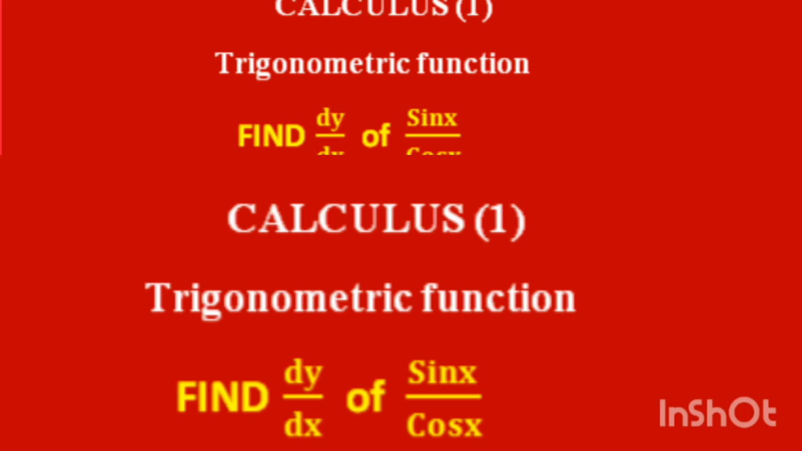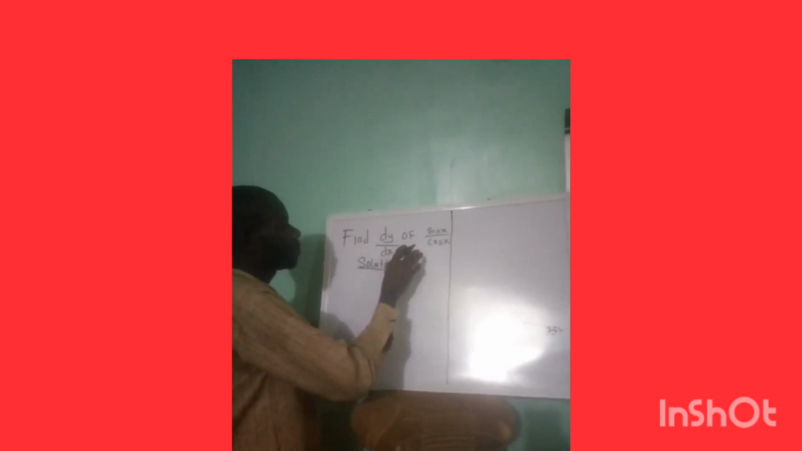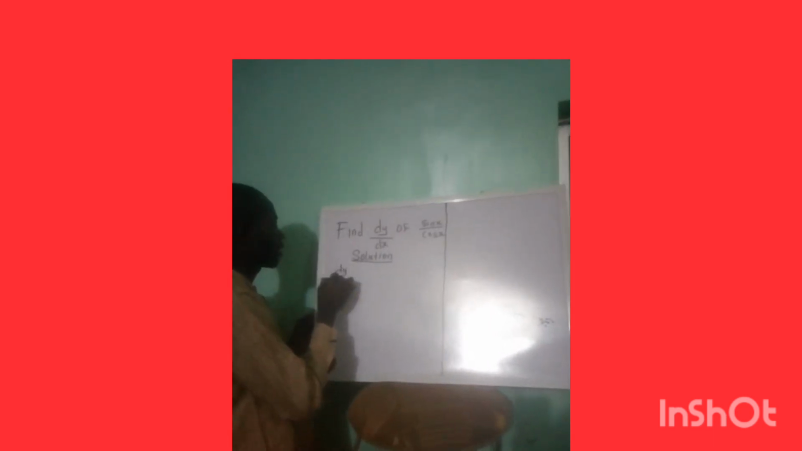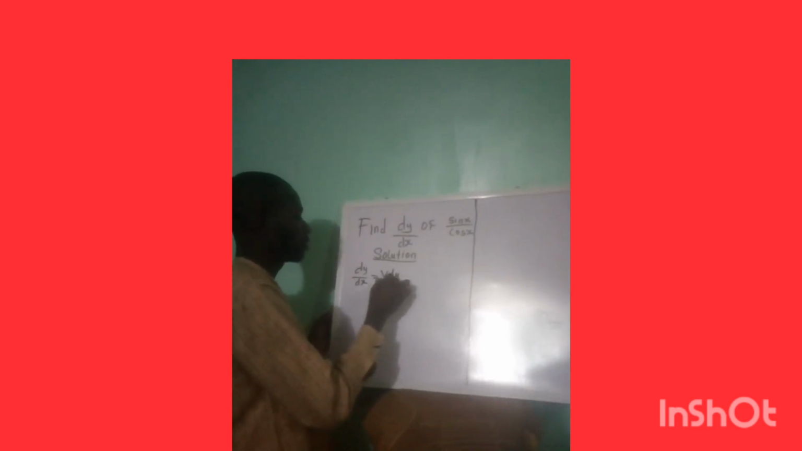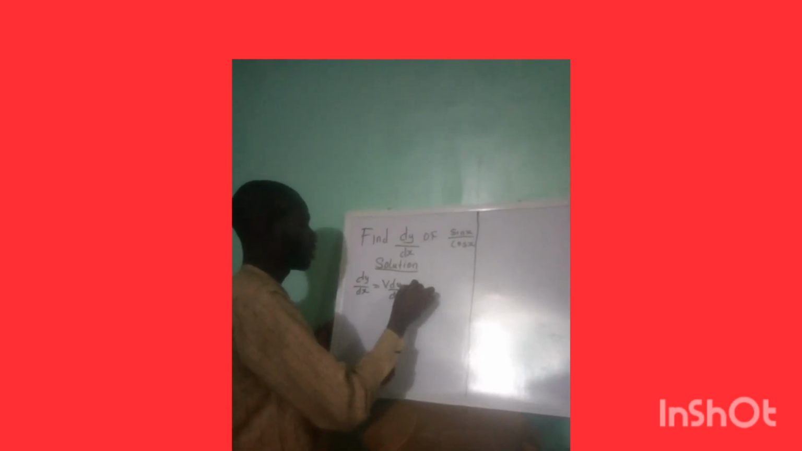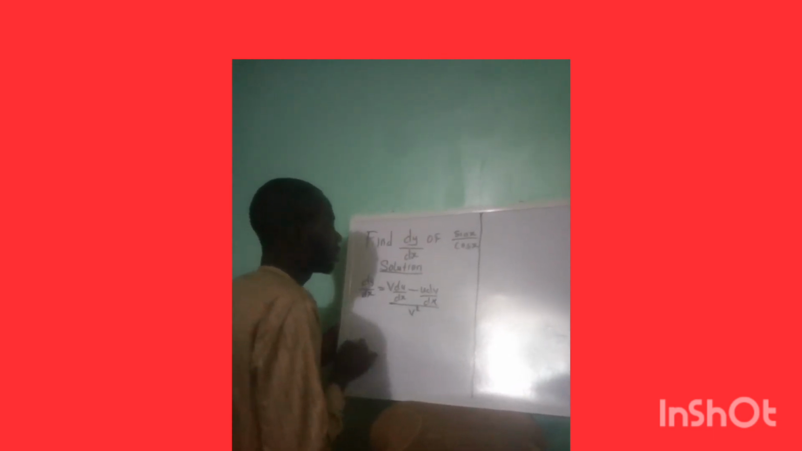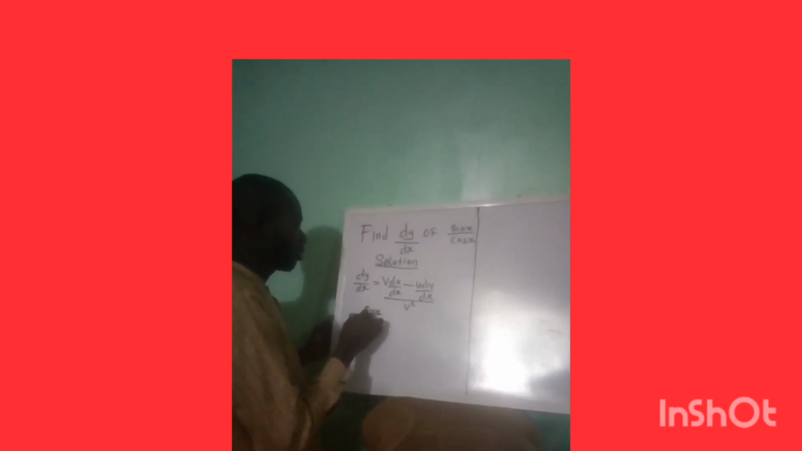Now we are going to find the dy/dx of sin x all over cos x. We have a solution, and the best method to use is the quotient rule. The quotient rule states that dy/dx is equal to v du/dx minus u dv/dx, all over v squared.